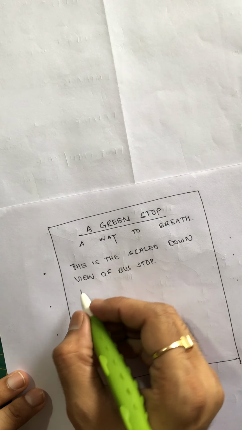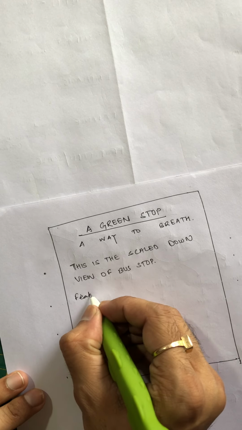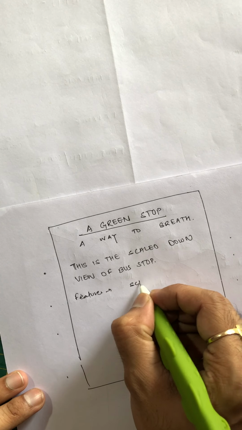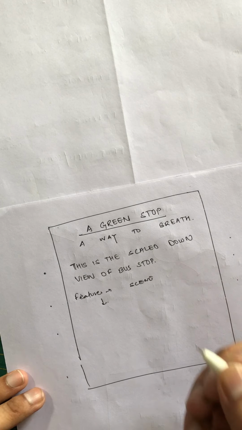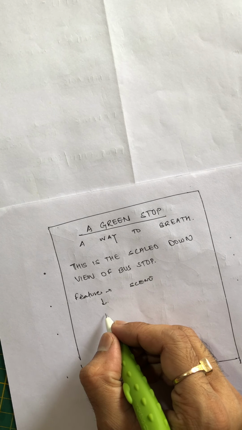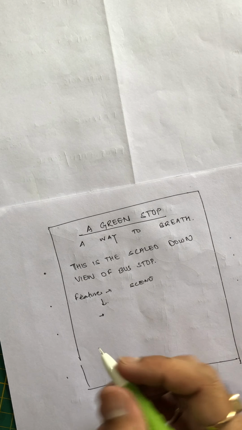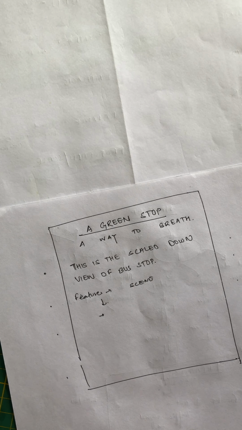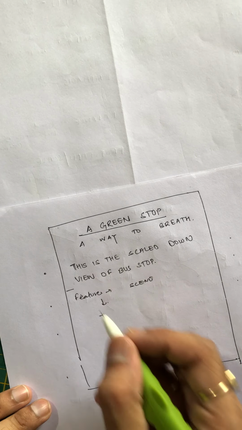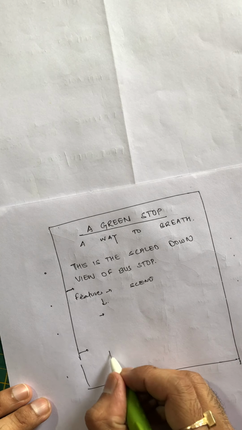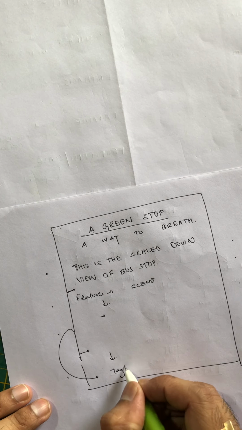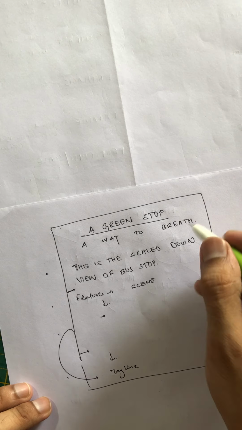Then talk about what features you have added to the scene you have created. Maybe you have given vertical gardening as I mentioned earlier, maybe there is a charger, charging spots, a dustbin, and an advertisement board. There is a Jal Yojana started by the Indian government. Add those features, and then finish it off with a tagline once again, as I mentioned, a way to breathe.